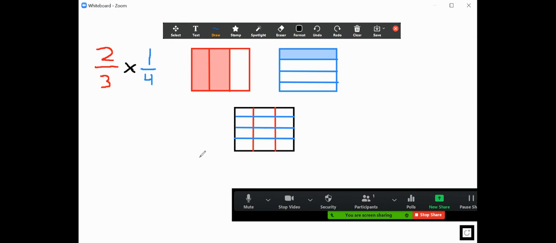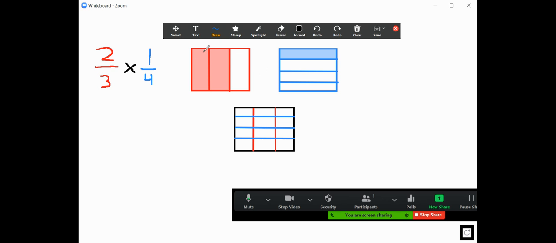All right, ladies and gentlemen. So this problem is asking for 2/3 times 1/4. And so I've already made the models, and that's what you're doing today. You are being able to model some of these problems. So if I have 2/3 times 1/4, I'm asking you here to take a look.